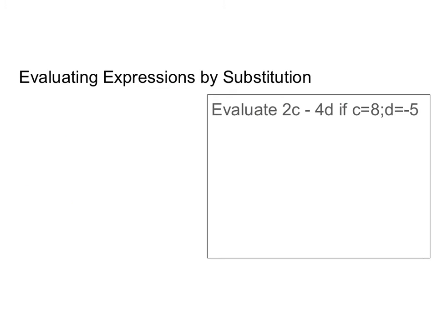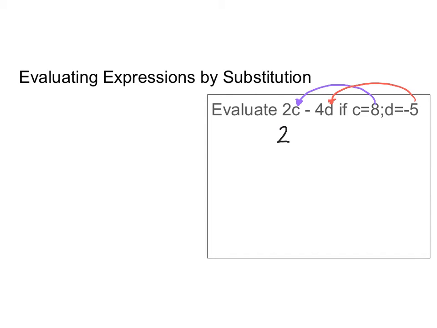Here's my next problem. I'm going to evaluate by substitution. And remember, substitution is just plugging it in. This time I have 2 variables. So C is 8. Okay, so I'm going to plug in 8 for C. And then D is -5. Well, I'm going to put -5 for D. So I'm going to rewrite everything the same except for my variables.